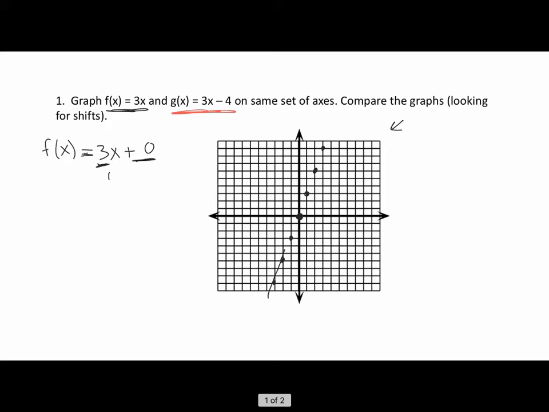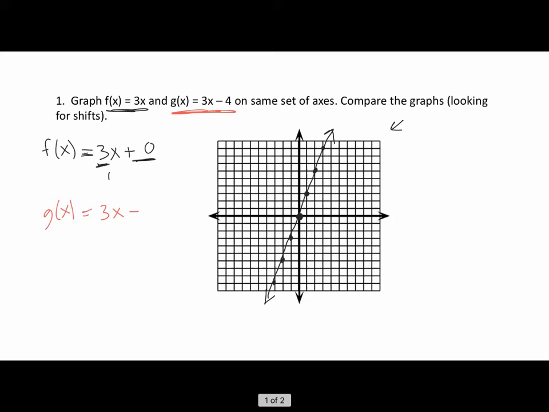And you can graph your line there by connecting those points and put arrows at the end. The arrows are important because the line goes on forever. Then we want to graph the other line.